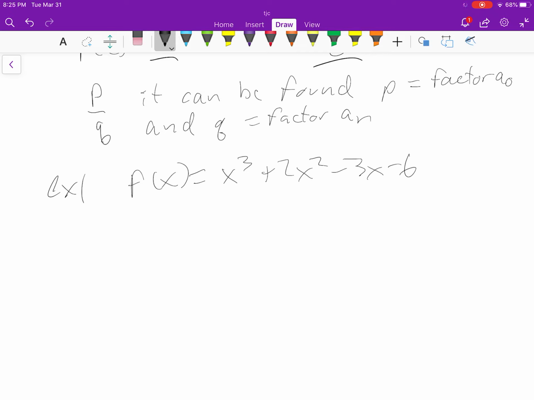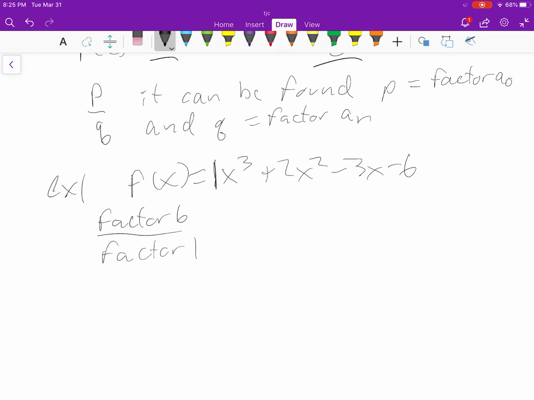But let's say we can't do that, or we didn't know we could do that. And we wanted to use this rational zero theorem. Well, all it states is if there is a rational zero, it is going to be composed of some factor of 6 and some factor of 1. So it's going to be some factor of 6 over some factor of 1.